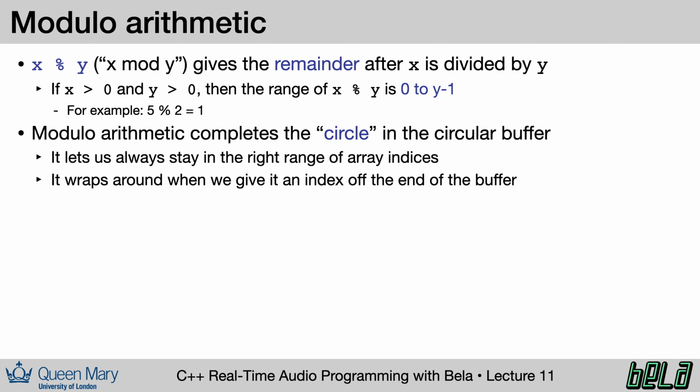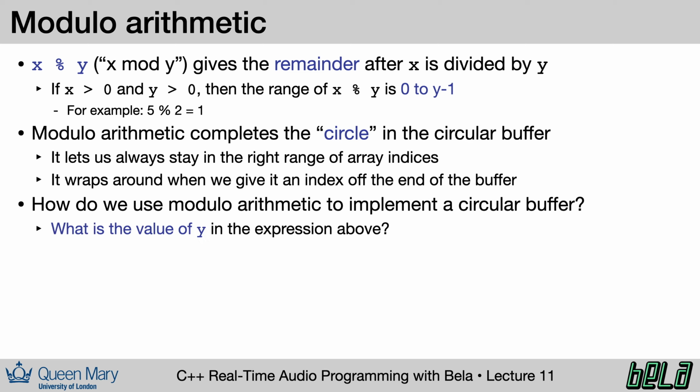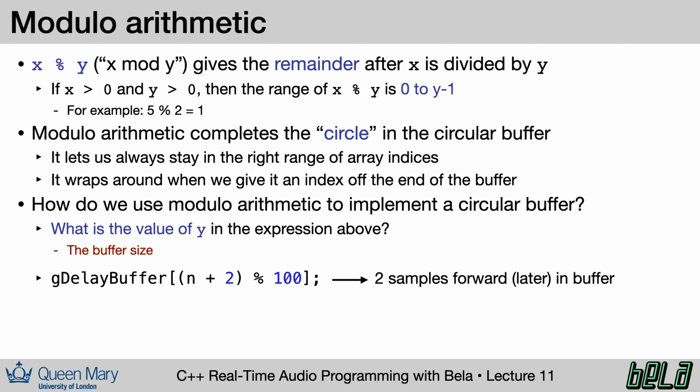Modulo arithmetic is extremely useful for completing the circle in our circular buffer, because it lets us always stay within the right range of array indices and wraps around the index when it falls off the end of the buffer. How do we do this then? Specifically, what value should we use for y in the modulo expression above? Well, we'll find out that if we use the buffer size as our value of y in a modulo expression, then what's left over is always going to be between 0 and the buffer size minus 1, which is exactly what we want for accessing an array.